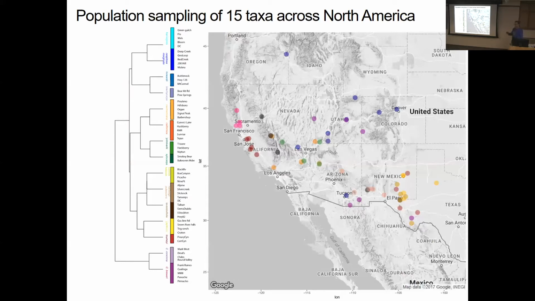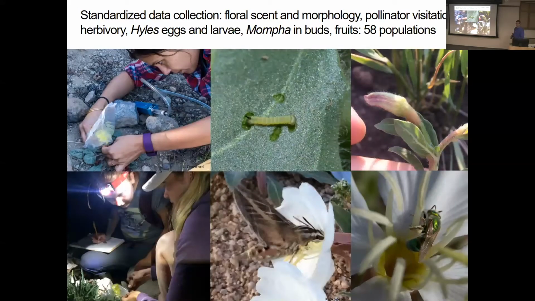What we wanted to do was capture some of that population level variation that we had seen in Oenothera harringtonii out here, and try to get smaller versions of that variation in as many other species as we could. So our approach was, again, to bring out large teams and standardize the data collection: floral scent, morphology, nectar, pollinator visitation, herbivory, Hyles eggs and larvae, Mampha in the buds and in the fruits. We worked in 58 populations in many, many states. This is a lot of work, most of the budget of the project. And yet, the players are so similar across the whole family. The same enemies, the same friends.